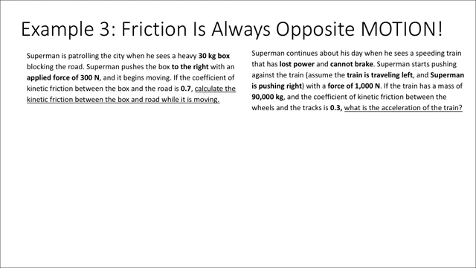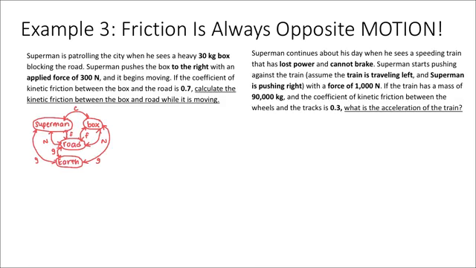If the coefficient of kinetic friction between the box and the road is 0.7, calculate the kinetic friction force between the box and the road while it's moving. Take a moment, pause the video, and see if you can solve this problem for yourself before moving on. I'll begin by drawing my interaction diagram, being very careful to show the frictional force and the normal force between my surface, in this case the road, and the box.